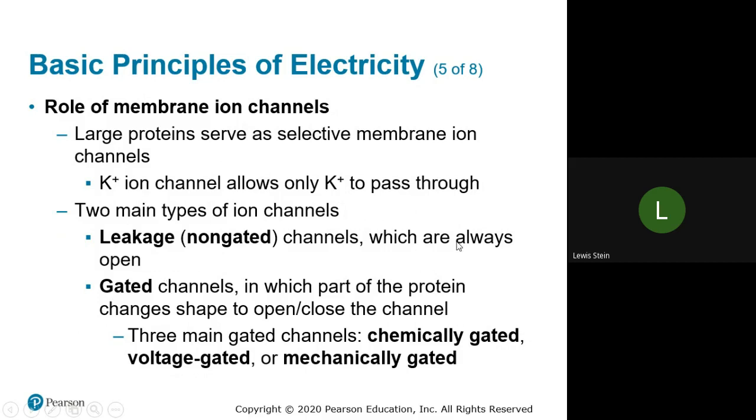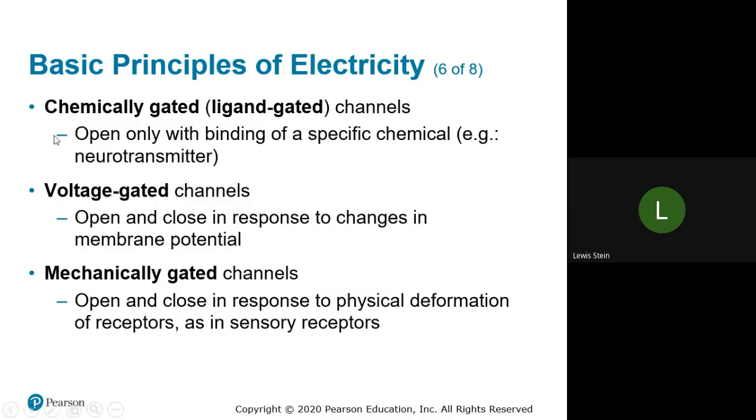So the leakage channels, which we know are always open, little pores, while the gated channels change shape, open or close, either in response to a ligand, a chemical gate, a voltage, an electrical or voltage gated channel, and mechanically, like in the ear, you see a mechanically gated channel. So these chemical gates are very specific to the type of neurotransmitter. Voltage gated respond to changes in membrane potential. Mechanical responds to physical deformation, pressure. That's that eardrum vibrating.